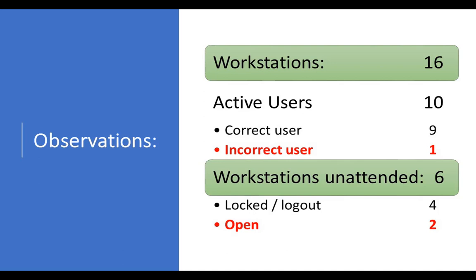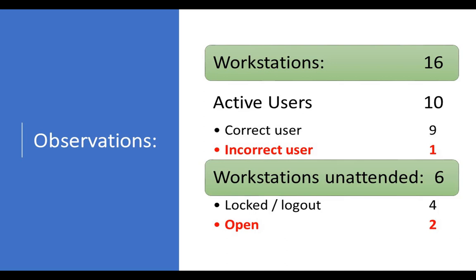So in this example, we identified that there were 10 active users and 9 of them were being used correctly and 1 was not. So it may have been Sally's name that appears on the screen, but it was Jean that was actually using the computer. So obviously that is an error of some kind, and you'll need to identify what the source of the error was. That leaves 6 workstations in the clinic that were unattended.